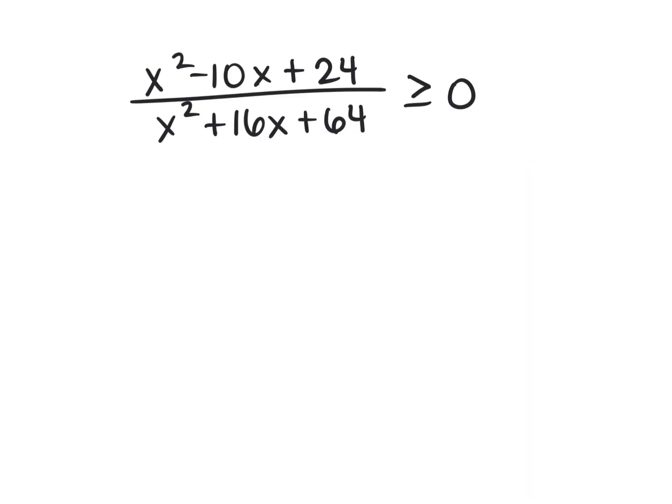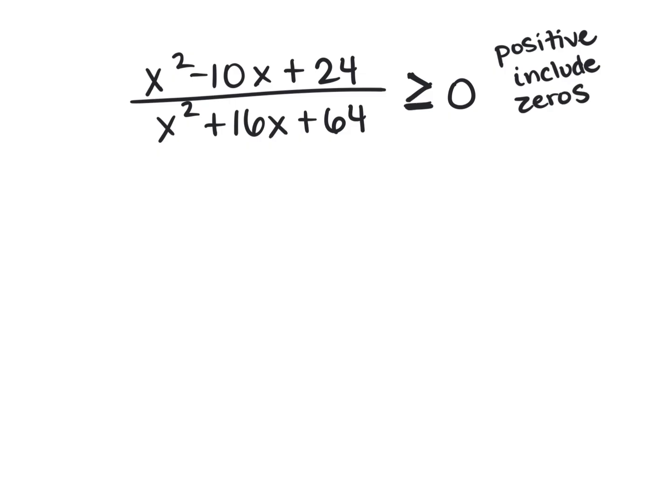The next example already has everything to the left of the function, so I'm ready to make my two decisions. So first off, it says it's greater than 0, so I'm looking for positives. I'm also looking at the fact that I have this line under here, so I do include my zeros.